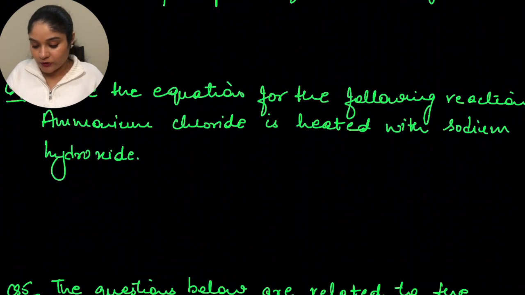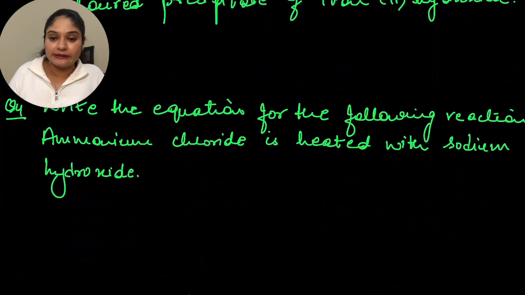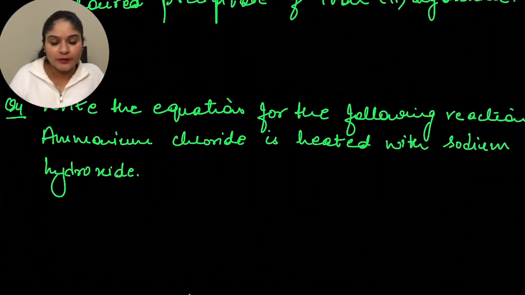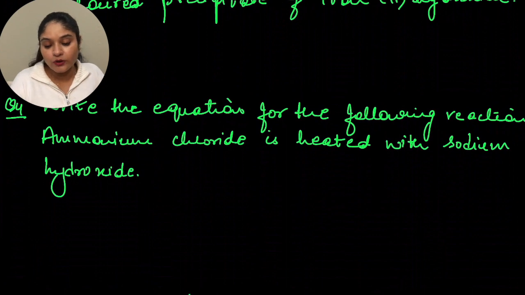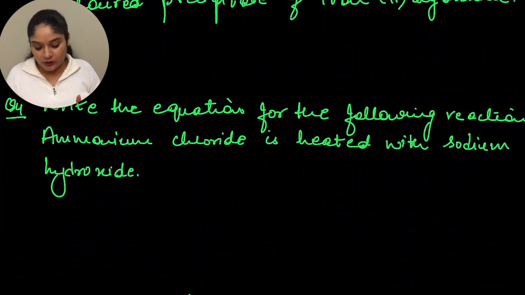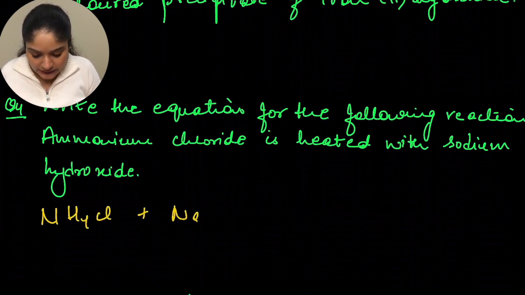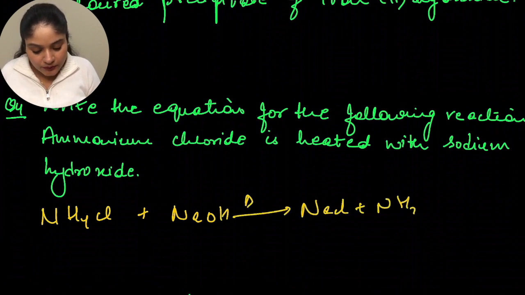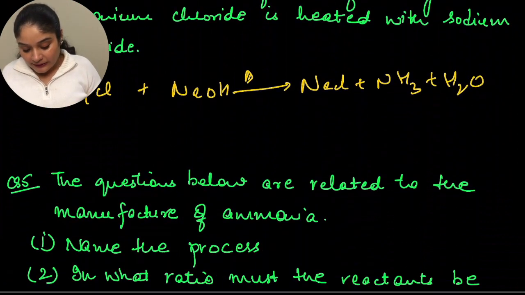Let's move on to question number 4. Now this is also based upon preparation. This is about the reaction of ammonium chloride. Write the equation for the following reaction: ammonium chloride is heated with sodium hydroxide. So you just have to write the equation. NH4Cl, ammonium chloride, reacting with sodium hydroxide, NaOH, will give you NaCl plus ammonia plus water, and then you can just check the balancing of it, and that's it. Let's move on to the next question.